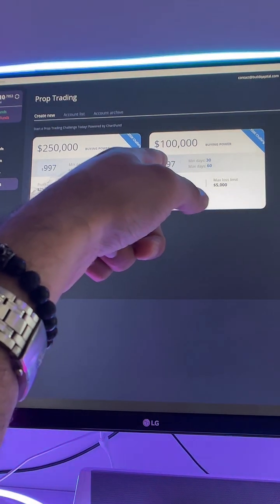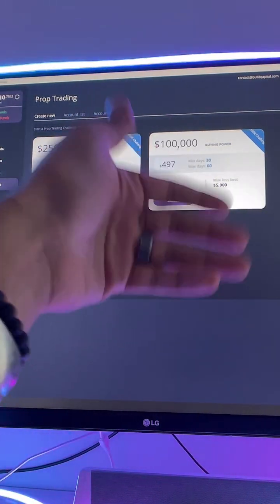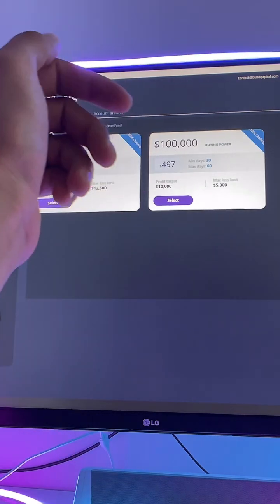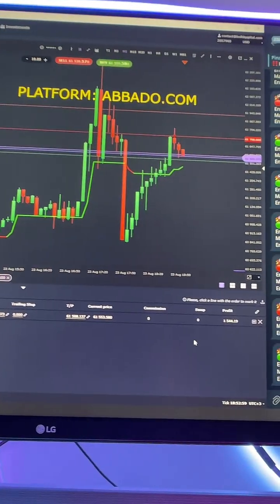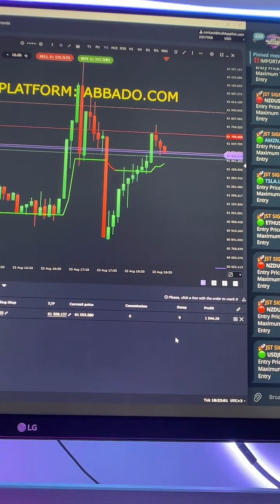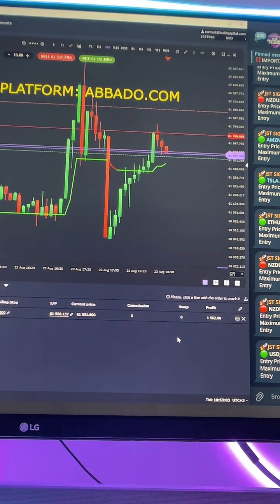Just by following the rules, if you make 10K on the 100K, they actually give you a $100,000 account to trade with. And guys, check this out. We are now at around $1,500 in profit, and let's see how that goes. So congratulations to everybody who's following along.